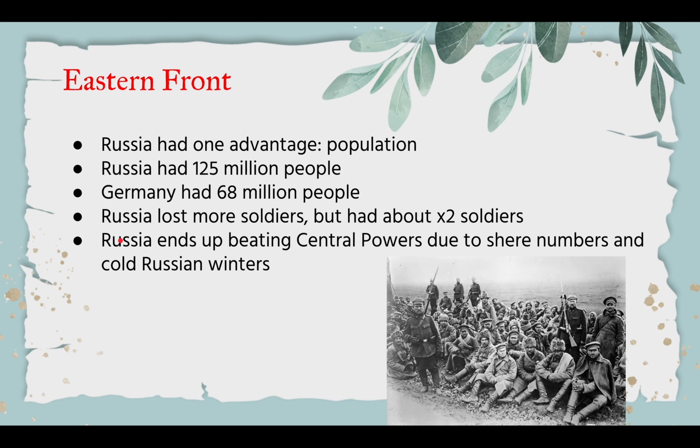Russia did have one advantage though, and that was population. Russia had a population of 125 million people, compared to Germany's only 68 million. Russia lost more soldiers, but they also had about twice as many soldiers to begin with. Russia ends up beating the Central Powers due to just sheer numbers and also the cold Russian winters.